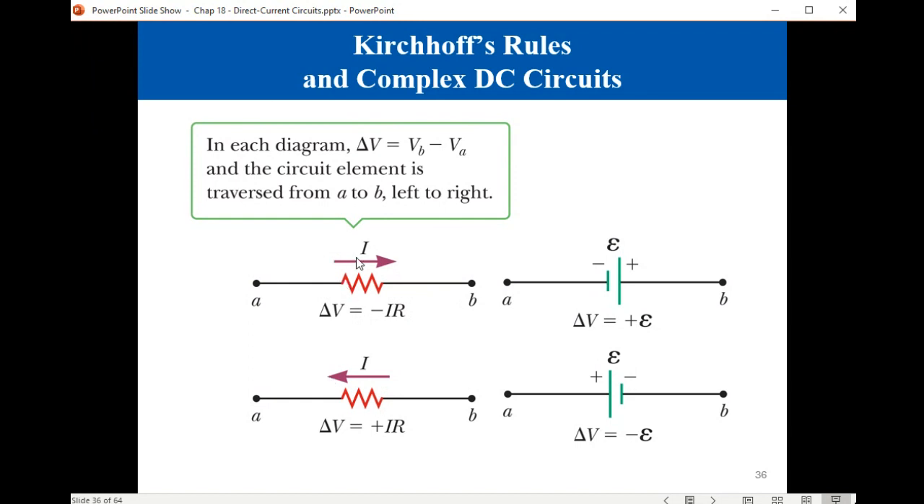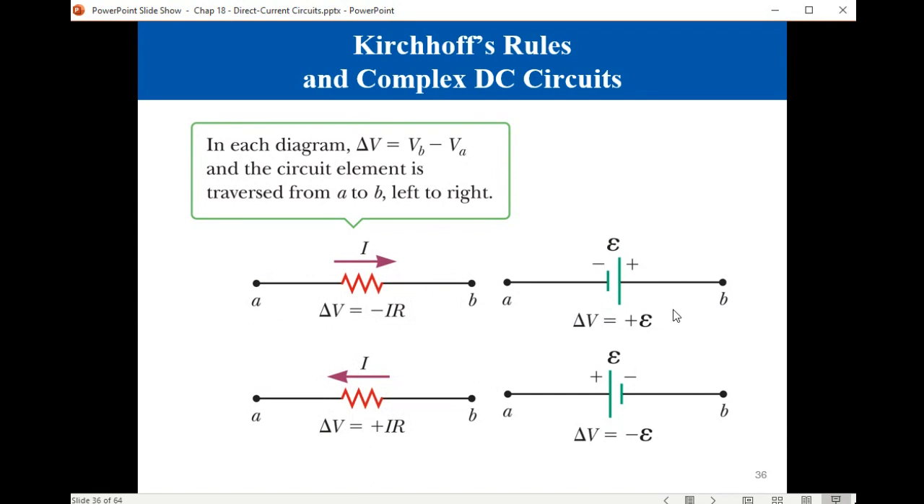If the current is going this way from A to B, this means you are going from higher potential to lower potential. This is a potential drop. Because of that, we use a minus sign. On the other hand, if the current is going this way, you are going from lower potential to higher potential, so this is a potential rise. Therefore, we have a positive sign.